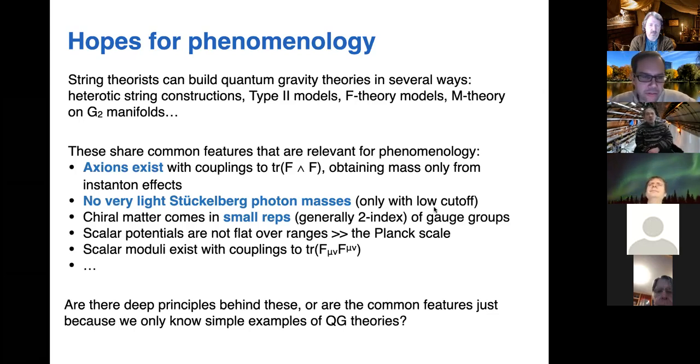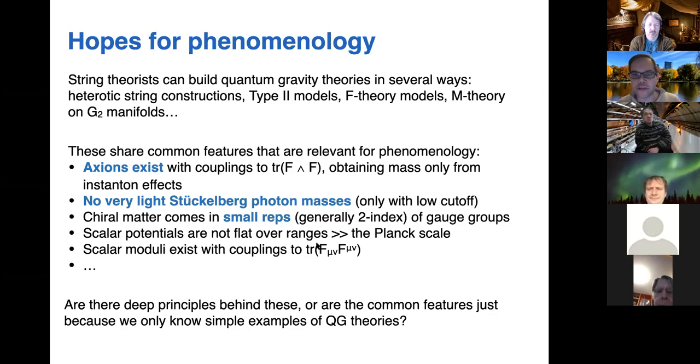And we also tend to find scalar fields, like moduli fields, that are weakly coupled, whose VEVs determine the values of coupling constants. But their field ranges typically tend to be of order the Planck scale, but not much bigger than the Planck scale. And that's interesting from the point of view of building models of inflation that might give you detectable primordial gravitational waves, for instance.